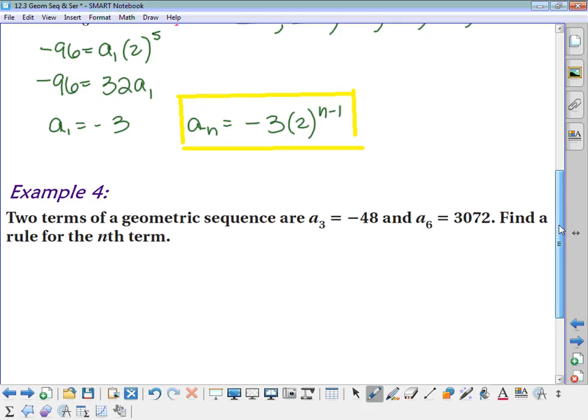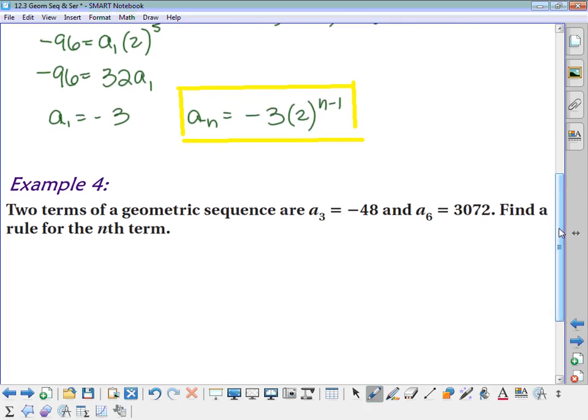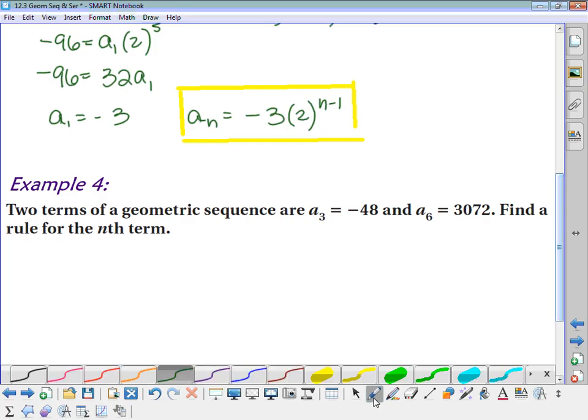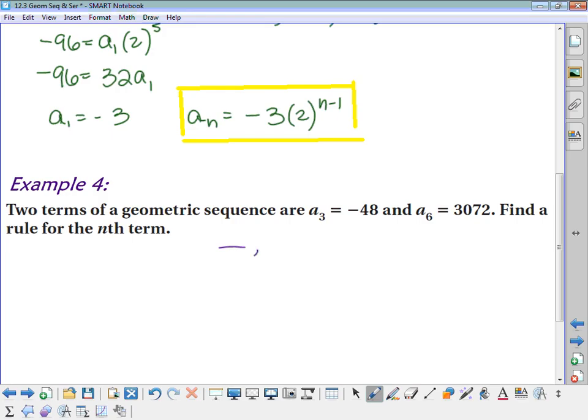All right, so now I'm going to use the same philosophy that I just showed you to figure out when they give me terms that are somewhere in the middle. So I've got a sub 3 of negative 48. I don't know what 4 is or 5, and I know a sub 6 is 3072. And I want to find the rule for the nth term.